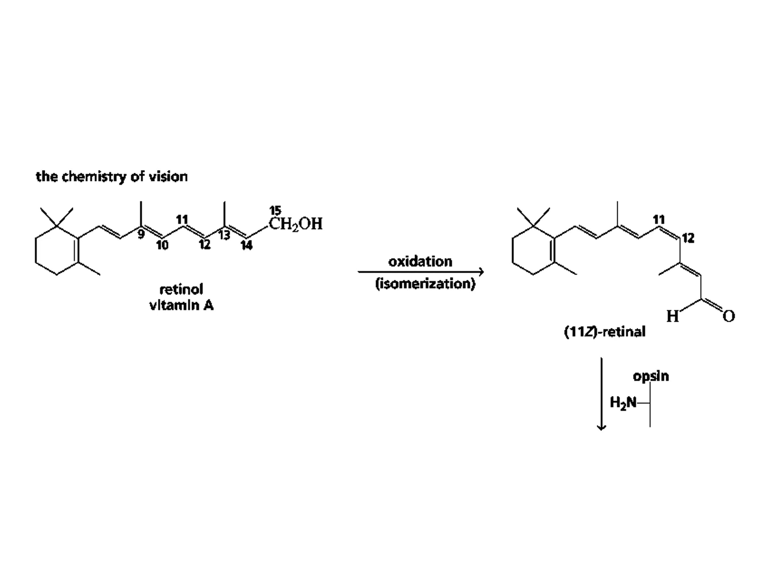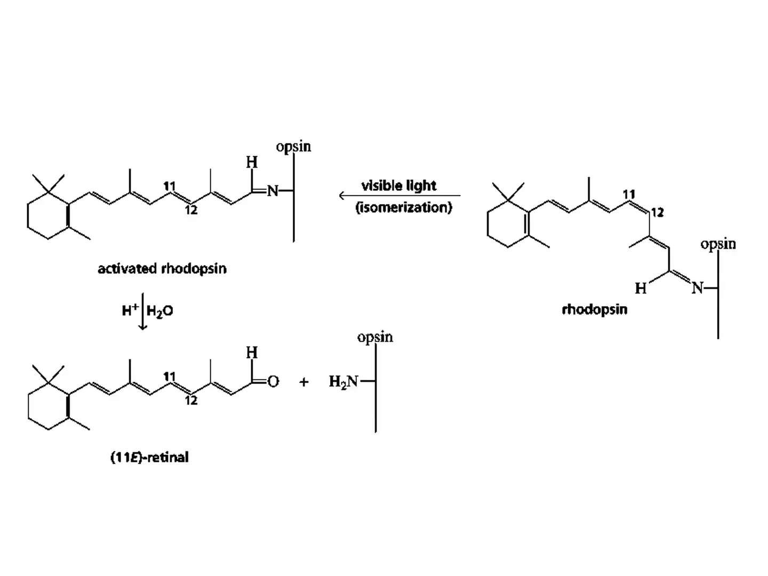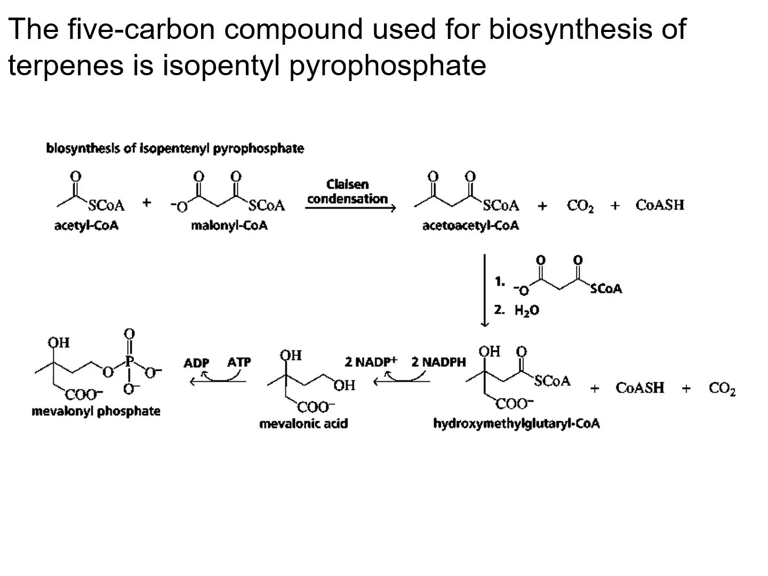Have a look at the chemistry of vision, which involves retinol or retinal. This vitamin A can undergo oxidation or isomerization to produce different structures of the compound, which can be used for our vision. So our vision is supported by vitamin A, because of the carotenoids. These carotenoids have the ability to activate rhodopsin, which is found in our retina.